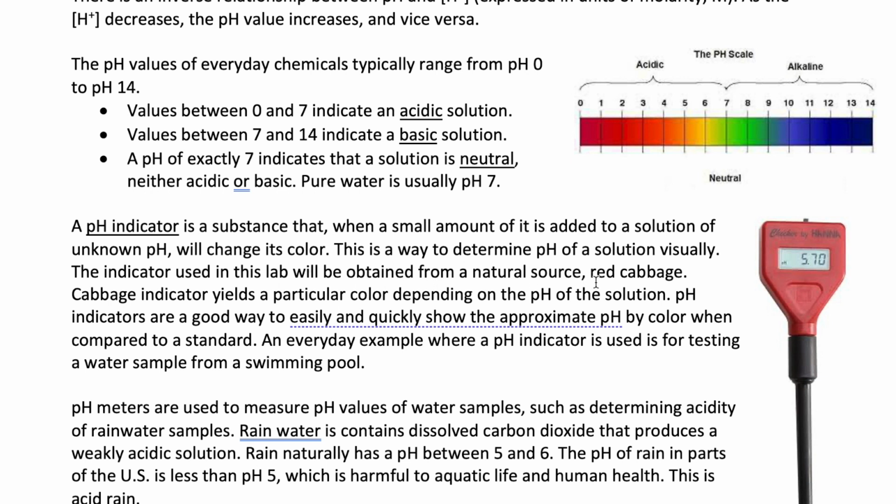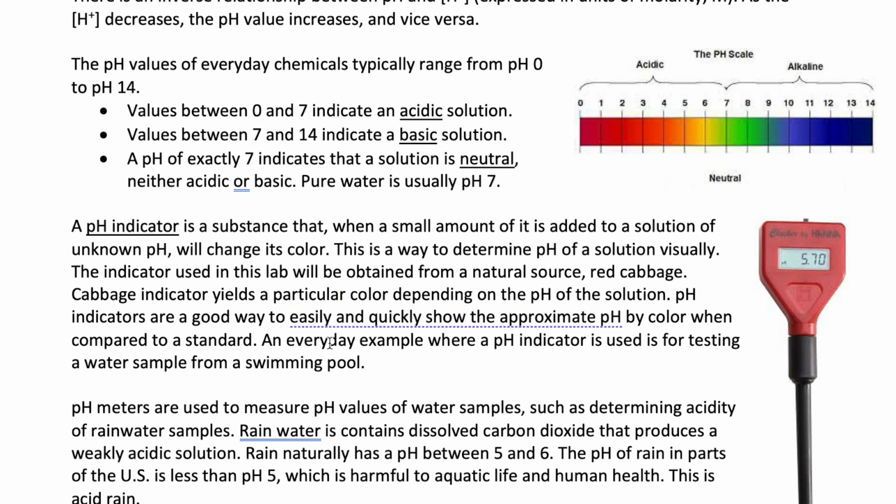In this lab, you're going to use a natural indicator, which is the red cabbage, and you'll see that when you do the experiment, the color of the solution from the red cabbage will change depending on the pH of the solution you're testing. Using that value of the red cabbage indicator solution, you're able later on to narrow down the pH of a given household solution.